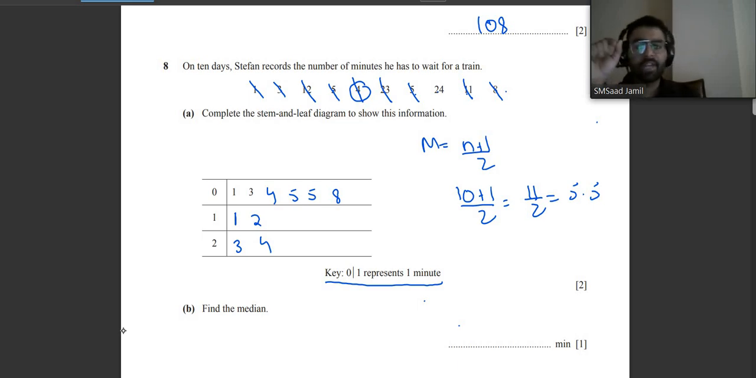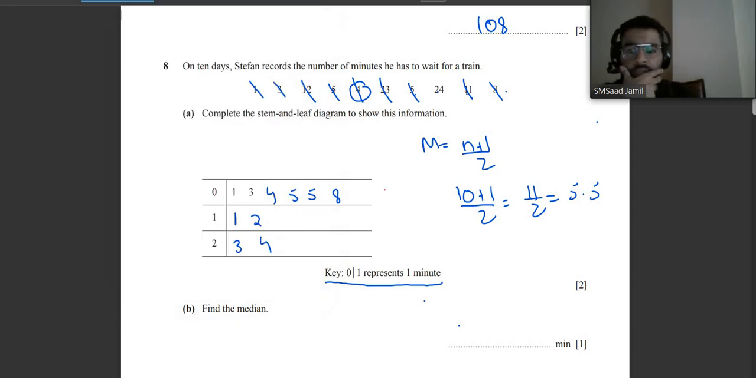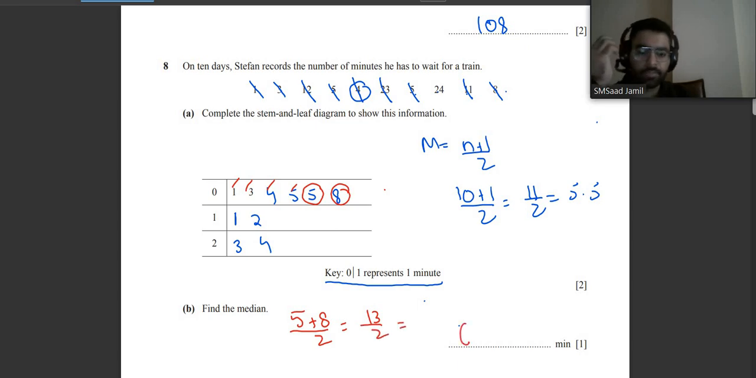5.5 means that we have to pick the 5th and the 6th number. I'm going to use a red pen over here. So 1, 2, 3, 4. This is the 5th number. This is the 6th number. So we will do 5 plus 8 divided by 2. 5 plus 8 is 13. 13 divided by 2 is 6.5. So the median is 6.5.